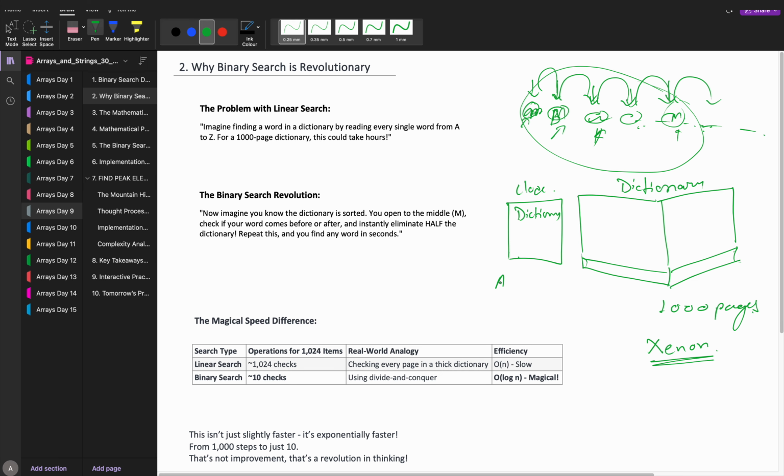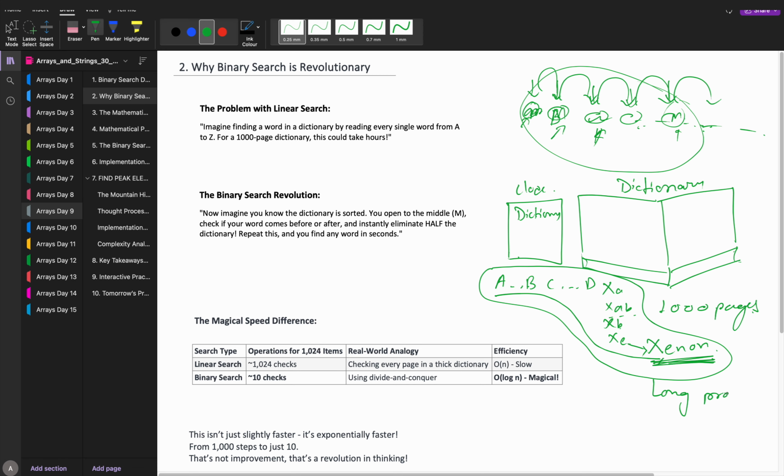Initially, you will start from the A alphabet till B, C, D. Once you reach the X alphabet page, then you will try to see XA, XB, something something, then you will reach XE, and then gradually you will reach Xenon. See, too many comparisons are going to happen. You are going to search through words starting with letters A to X till you reach Xenon. Yes or no? Correct? So this is a very, very long process and it is going to take too much time.